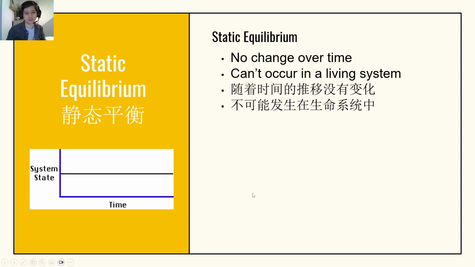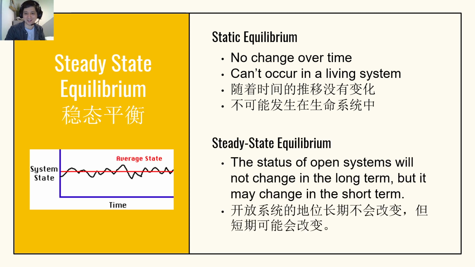So we see this picture from the beginning. It doesn't matter what the time is. It could be 1 hour, it could be 1 day, it could be 1 year. There's no change at all. This is static. That's what static means, kind of like no change. It cannot occur in a living system, right? They're too dynamic.